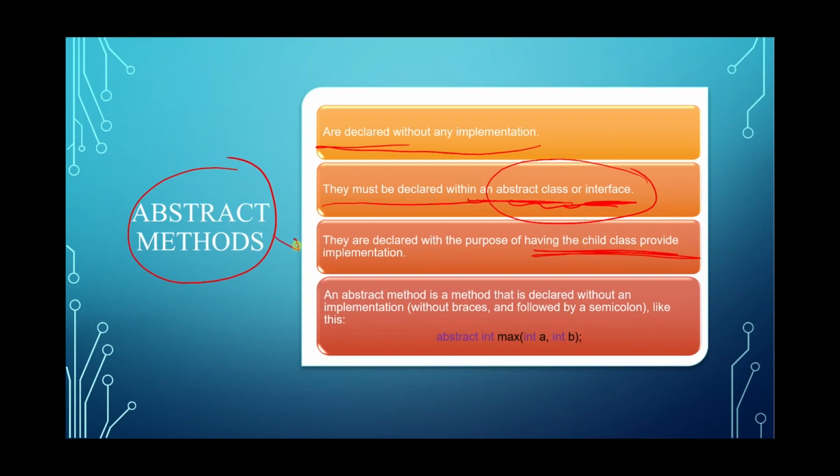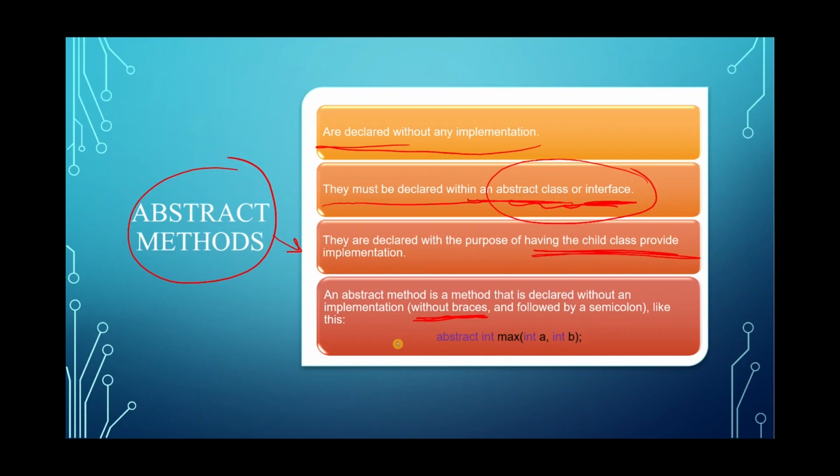And we are still talking about abstract methods. An abstract method is a method that is declared without an implementation. Thus, there are no braces, no curly brackets, and it is followed by a semicolon. Like you would have abstract int max and this.